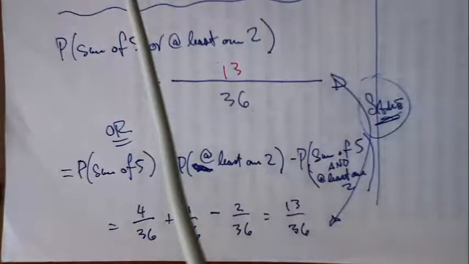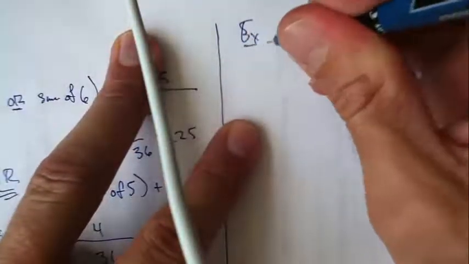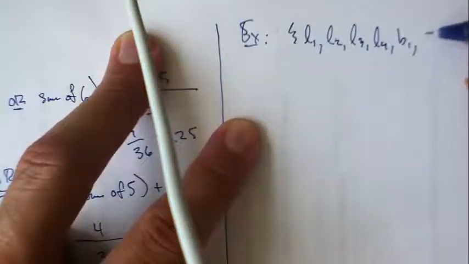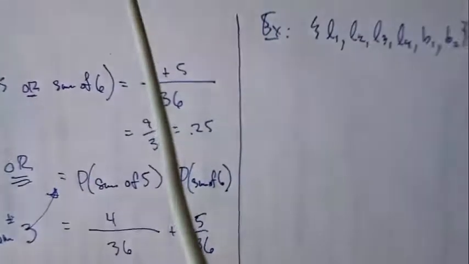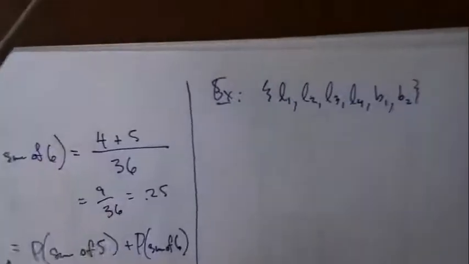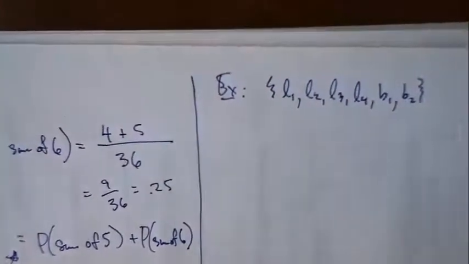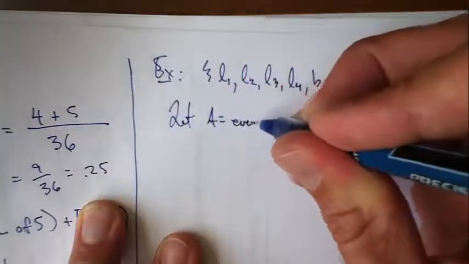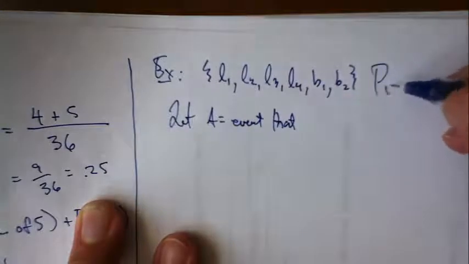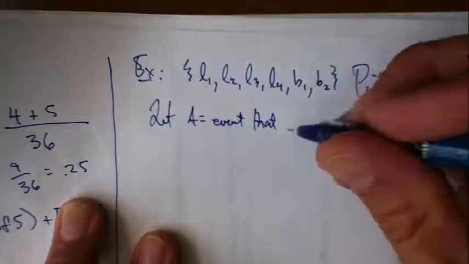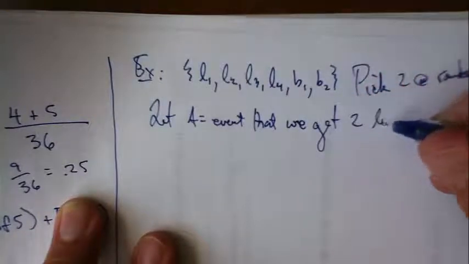So let's do another example here. Remember the example on lions and bears? We've got L1, L2, L3, L4, B1, and B2. We've got 4 lions and 2 bears. Then first of all, we're going to pick 2 at random from that set. Let's let A be the event that we get 2 lions.